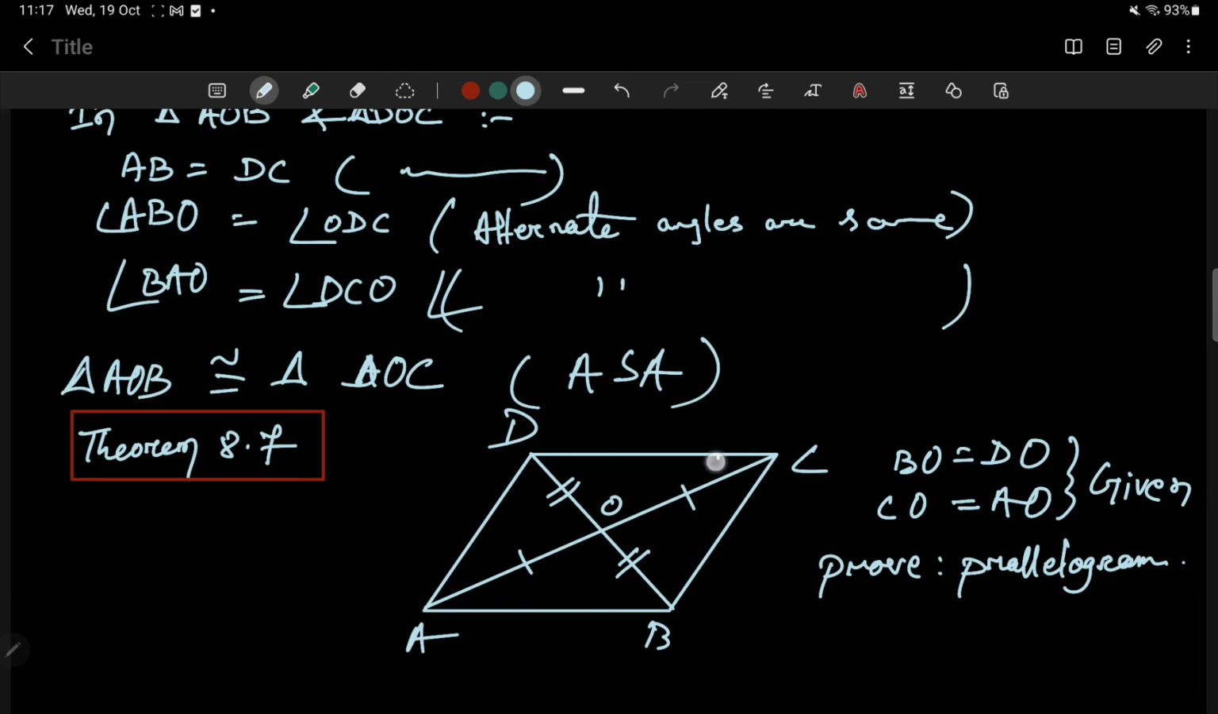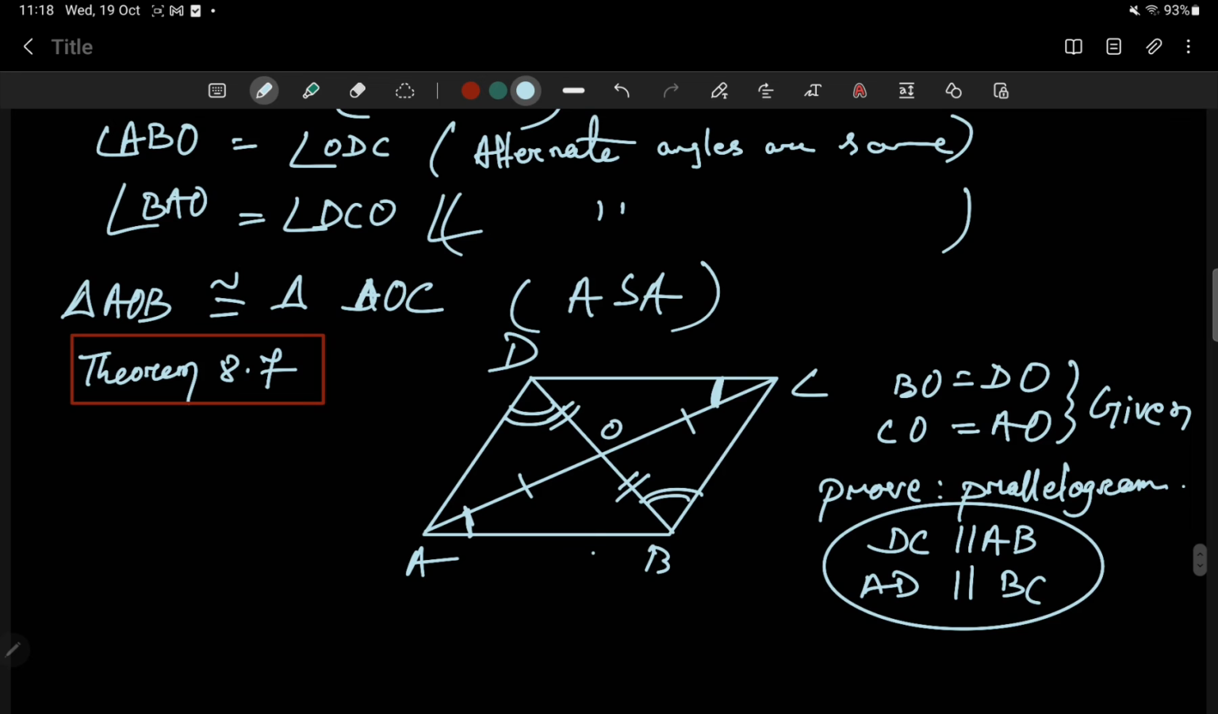If we prove that this angle equals this angle, meaning alternate angles, then these two sides are parallel. Again, you have to prove that this angle equals this angle, and then only we can say that AD is parallel to BC. So to prove a parallelogram, you have to prove that DC is parallel to AB and AD is parallel to BC. This much you have to prove.